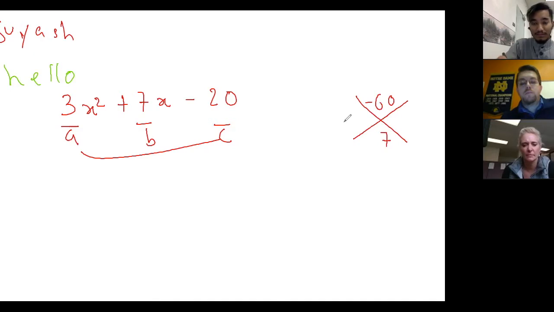Now what we do next and how we approach the second step. So this is the first step. We multiply the A and C terms. We get a negative 60. And we put the B term at the bottom. So that's the positive 7.